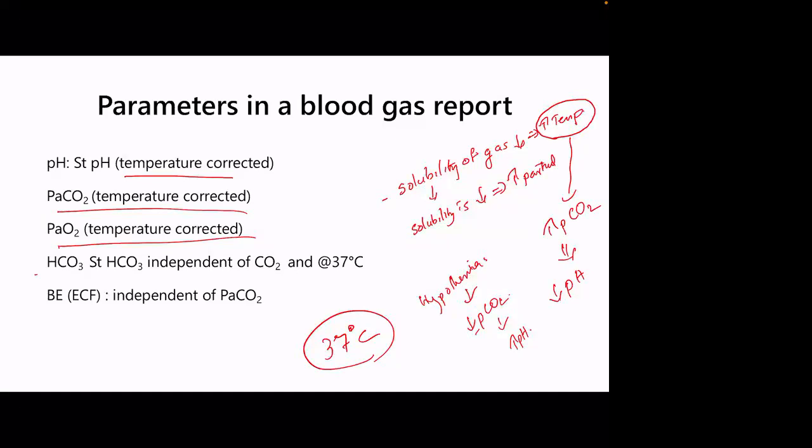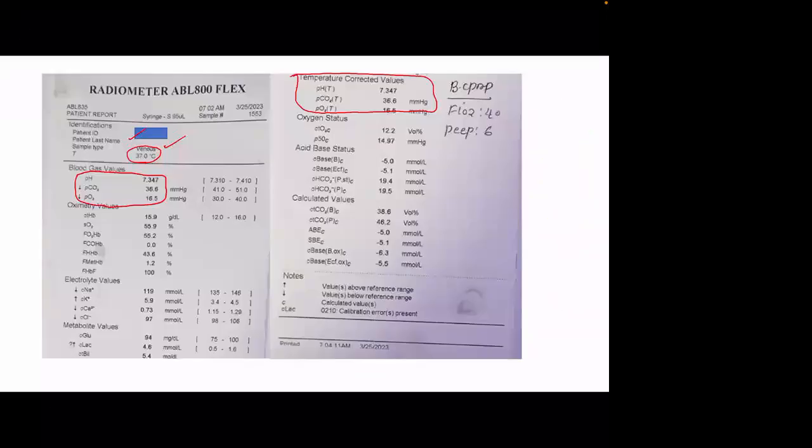So next is bicarbonate levels. Bicarbonate level is a calculated value, and it is calculated from the carbon dioxide at 37 degrees Celsius, and pH and carbon dioxide are playing a major role in that. So the standard bicarbonate is independent of carbon dioxide because it is measured at a partial pressure of 40 millimeter of mercury for the carbon dioxide.